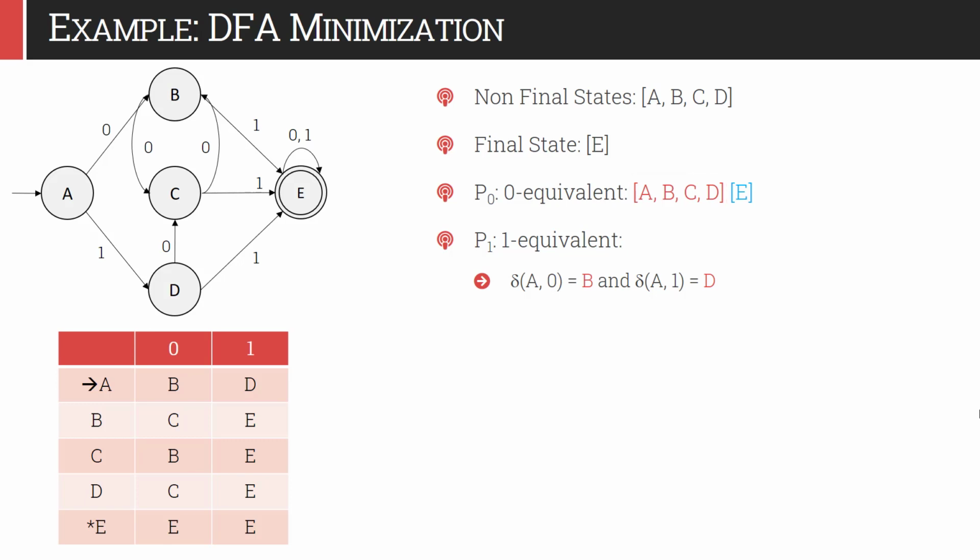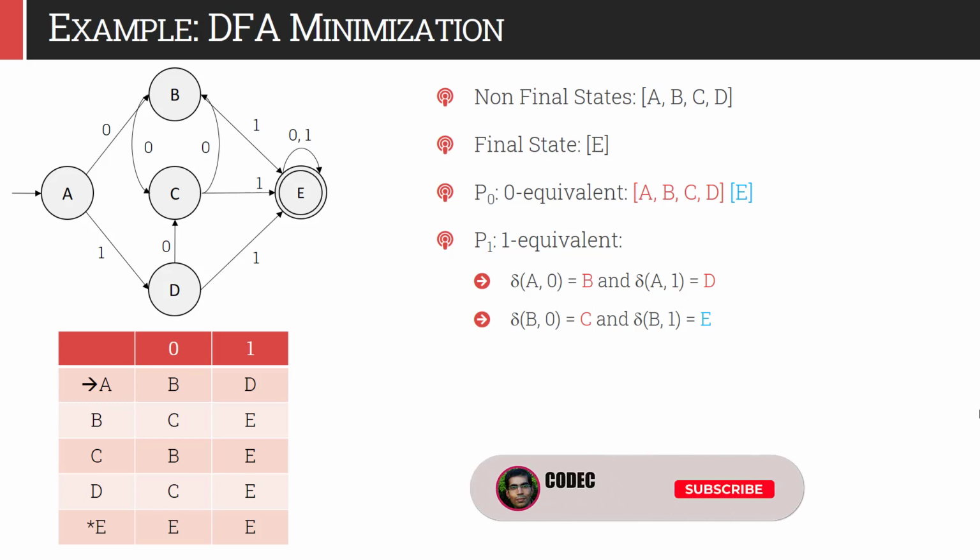When we read 0 from state A, we are moving to state B, and when we read 1 from state A, we will move to D in the given DFA. From B, if we read 0 and 1, we are moving to capital C and capital E, where C falls in the red group and E falls in the blue group. It clearly indicates that A and B are not identical states. Rather, we will say that they are distinguishable. So A and B will be in different subgroups at the end.